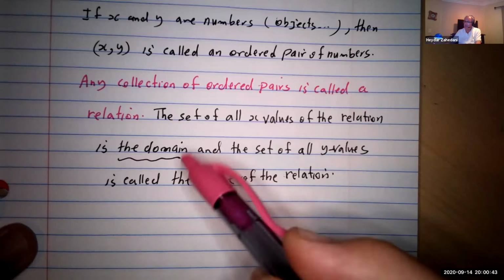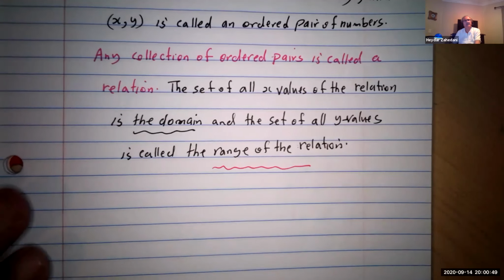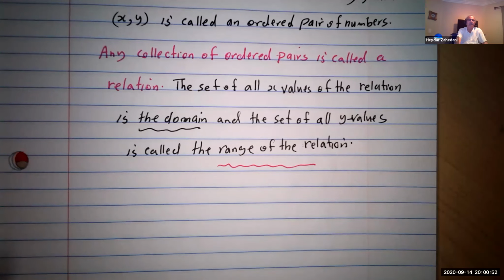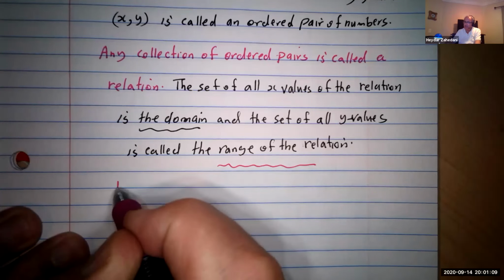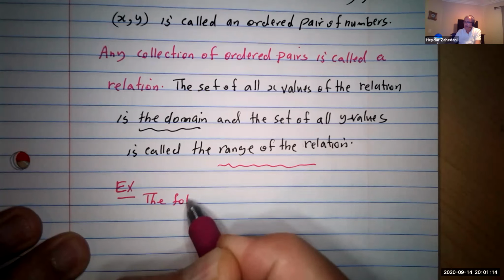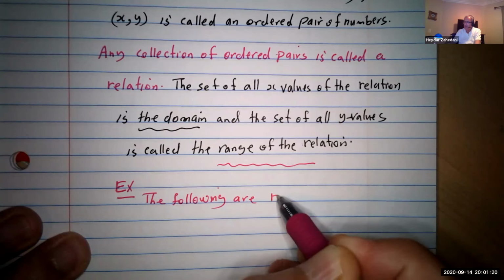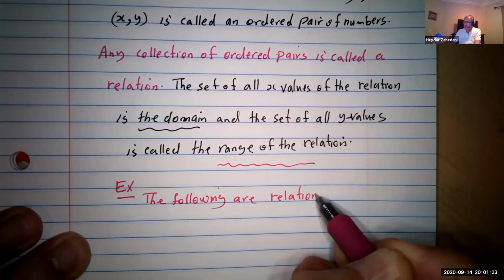And this is your job. We give you a relation and you are going to determine the domain and the range for us. Okay, let's give you some examples and then take it from there. So there you are. Example. The following are relations.